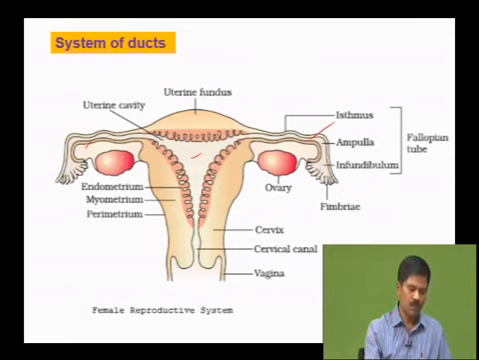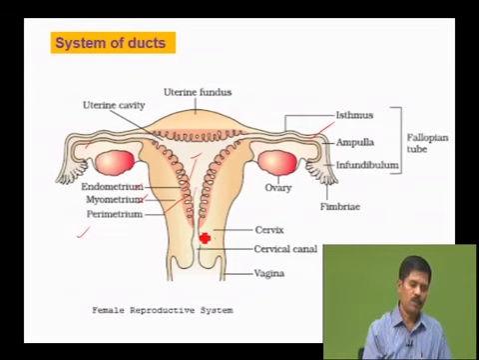It's also called womb of the mother. Then the wall of the uterus is differentiated into 3 layers, namely outer perimetrium, middle myometrium, and inner endometrium. The inner lining of the uterus is the endometrium. So this is a site for implantation of embryo.